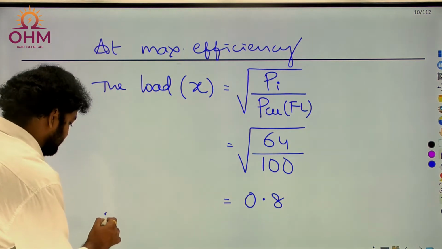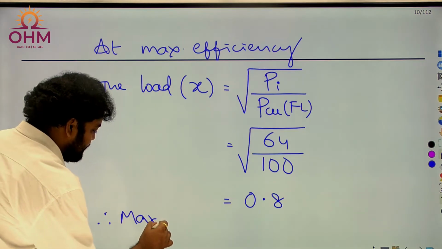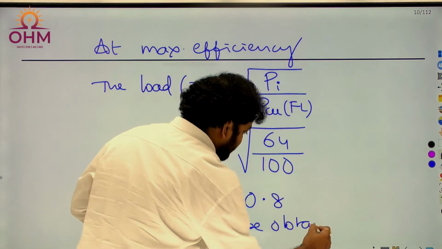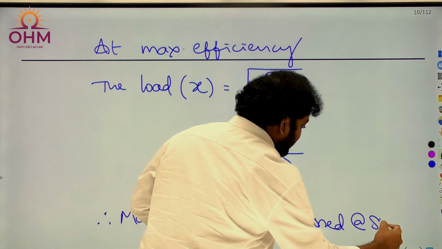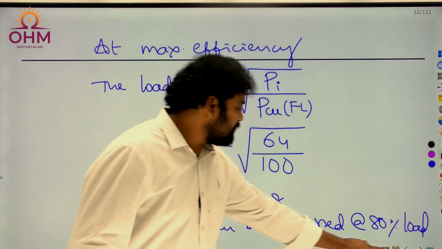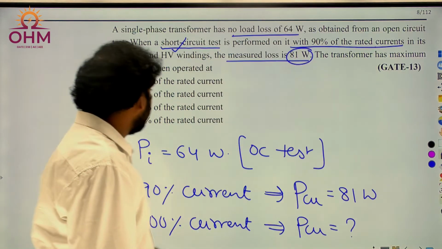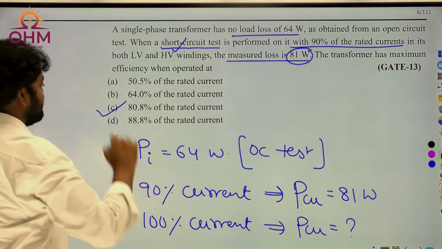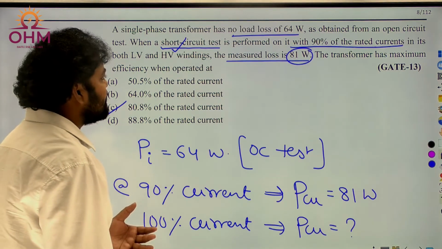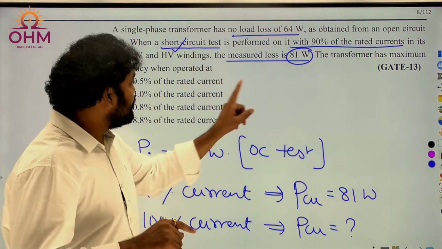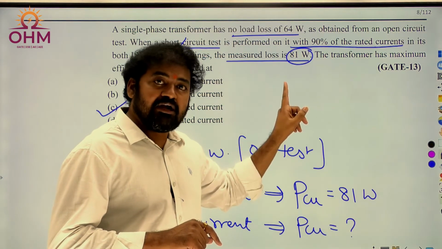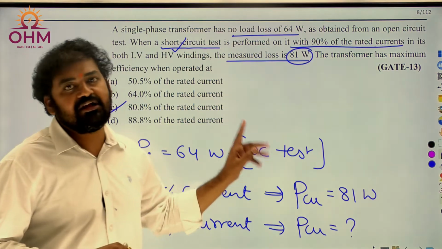Therefore, maximum efficiency can be obtained at 80% load. So 80% load means, out of the given options, the correct answer will be option C, 80% of the rated current, all right? Okay, so very simple question. So you should not confuse. Suppose you assume this 81 watt is directly the full load copper loss, then you will get a wrong answer, and that wrong answer will definitely be available in the options.